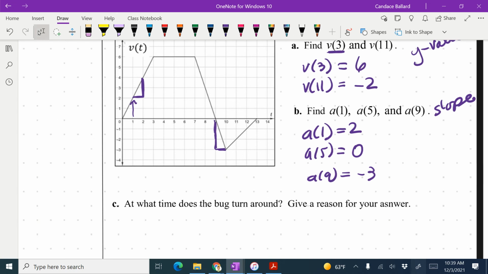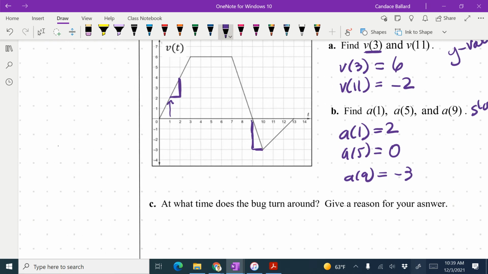So what's going to happen is when we are talking about velocity, remember it's talking about direction. Okay. So when the velocity is positive, I am moving to the right. When the velocity turns negative, I am moving to the left. So when I have a change from positive values to negative values, the bug would turn around. Remember, we're talking about where is the graph. So above the x-axis is positive, below the x-axis is negative. You might want to write that down.